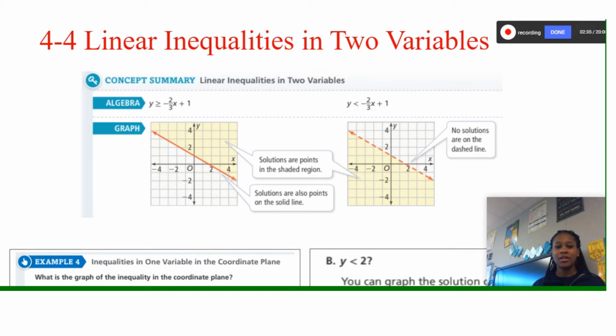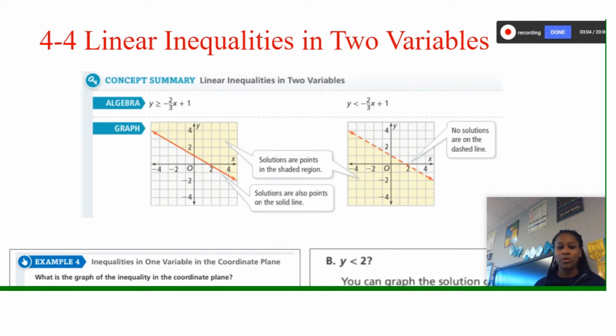For this lesson, linear inequalities in two variables, you have to remember how to graph inequalities on a regular number line, and you can transfer that information to graphing on the coordinate plane. You have to know how to plot functions on the coordinate plane. That's the first thing you want to know how to do. And then you have to remember, when do I have a solid line?